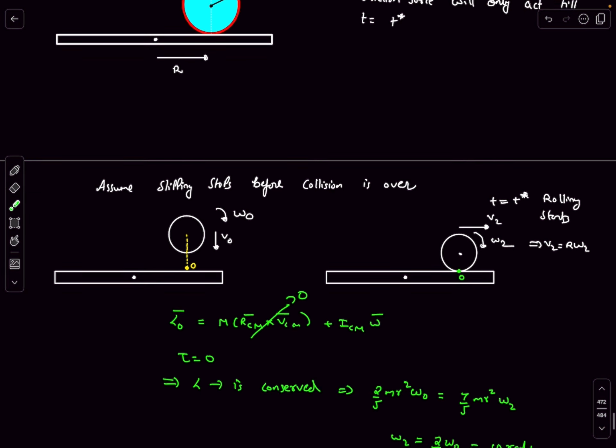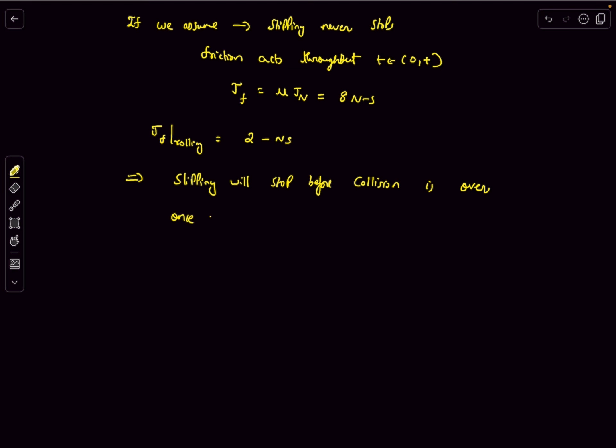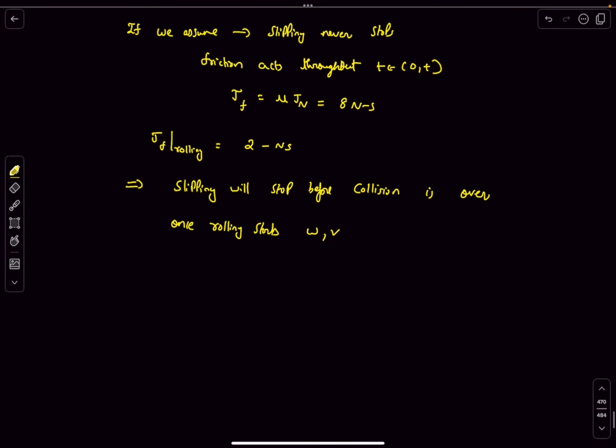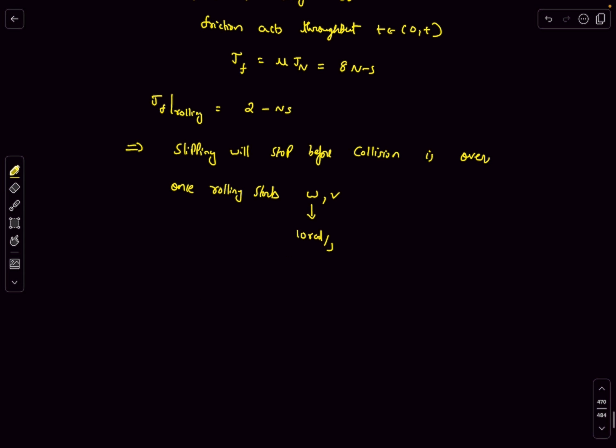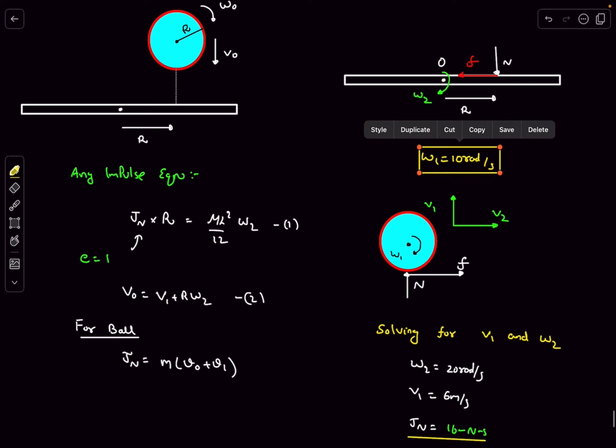And if you observe for the rolling case, we obtained that. So guys, the impulse required for rolling is less than the maximum impulse that is possible. So which means the slipping will clearly stop before the collision is over. And we know that once rolling starts, we know the value of omega and v, right? So once rolling starts, omega is 10 and v2 is 2. So the angular velocity of the ball will be 10 radians per second, and it will not change. So basically the final angular velocity, which we took as omega 1, will be 10 radians per second. So this was the solution to this problem.